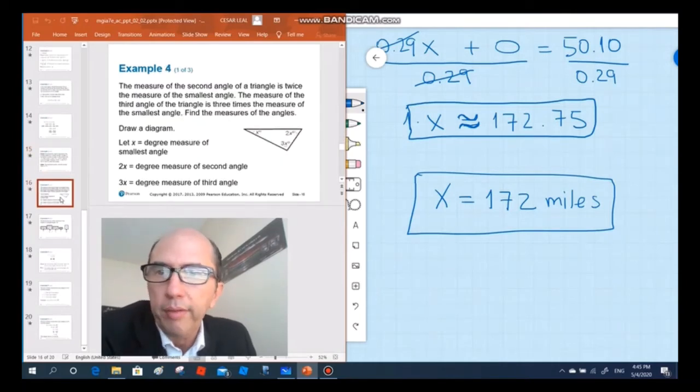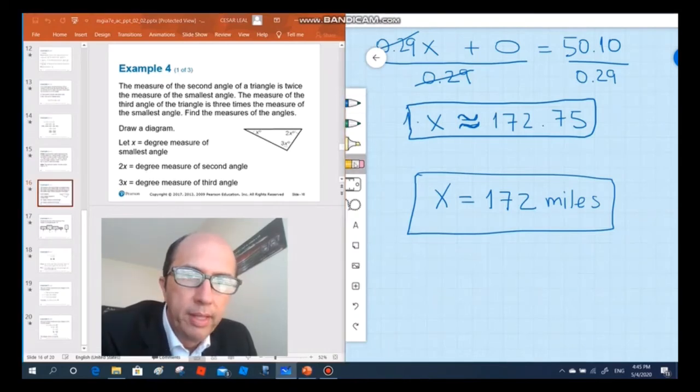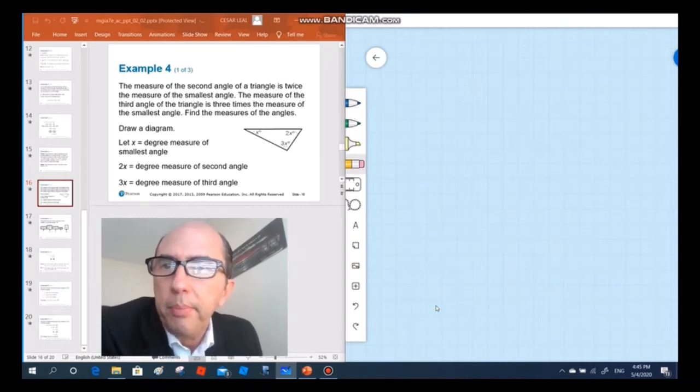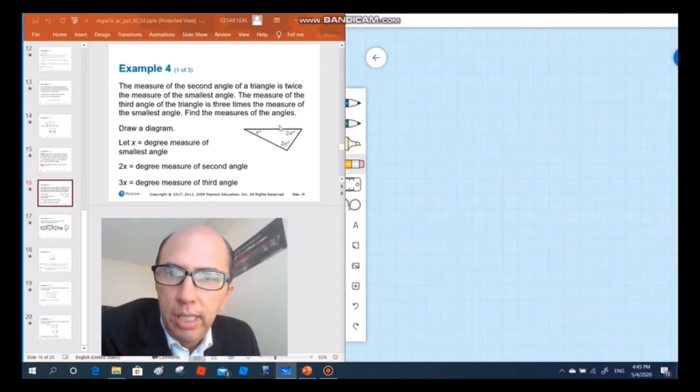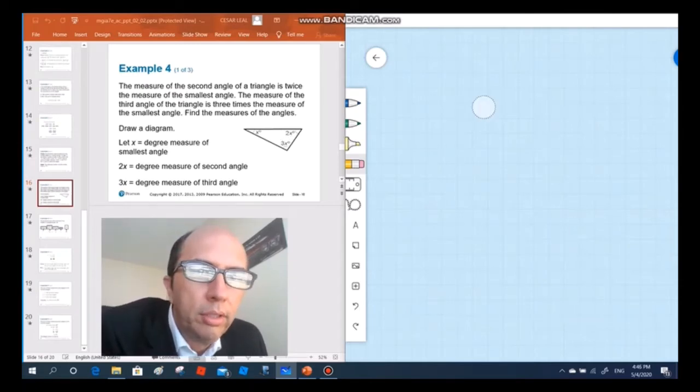Next example, we have now a geometry example. Example 4: the measure of the second angle of a triangle is twice the measure of the smallest angle. The measure of the third angle of the triangle is 3 times the measure of the smallest angle. Find the measure of the angles. And let's say you don't have this. We need to figure it out.